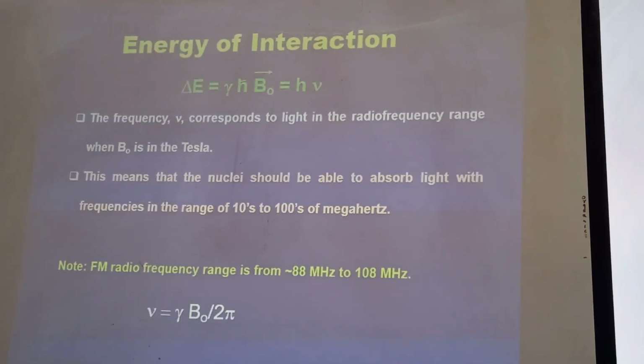Each nucleus has its own Larmor frequency under that particular magnetic field. For example, we're talking about protons. These protons will have the same frequency under the same magnetic field strength. So you tune the radio frequency transmitter available to your NMR machine to exactly the same frequency at which your protons are precessing. And that is the beauty of NMR.